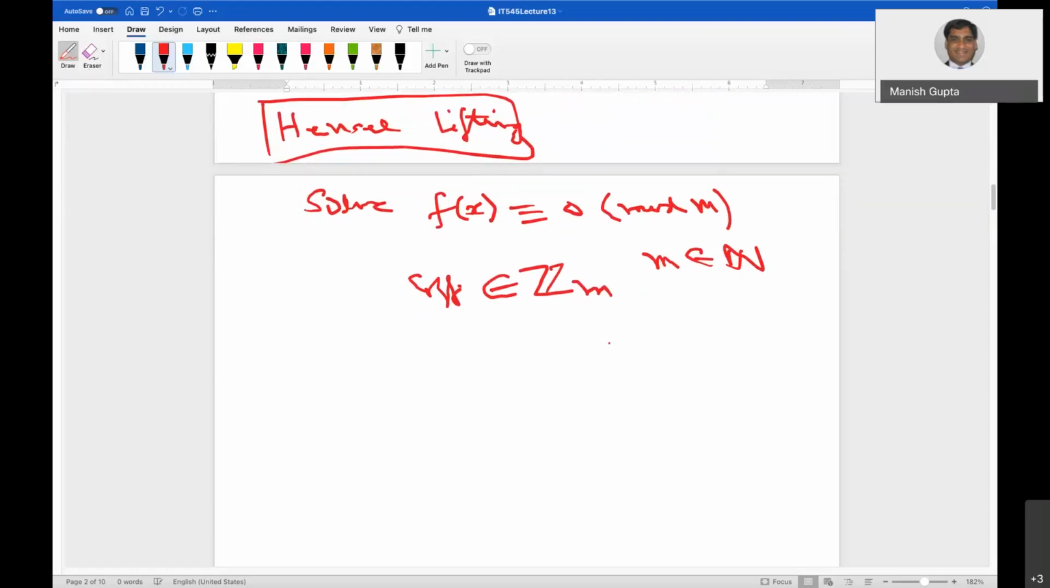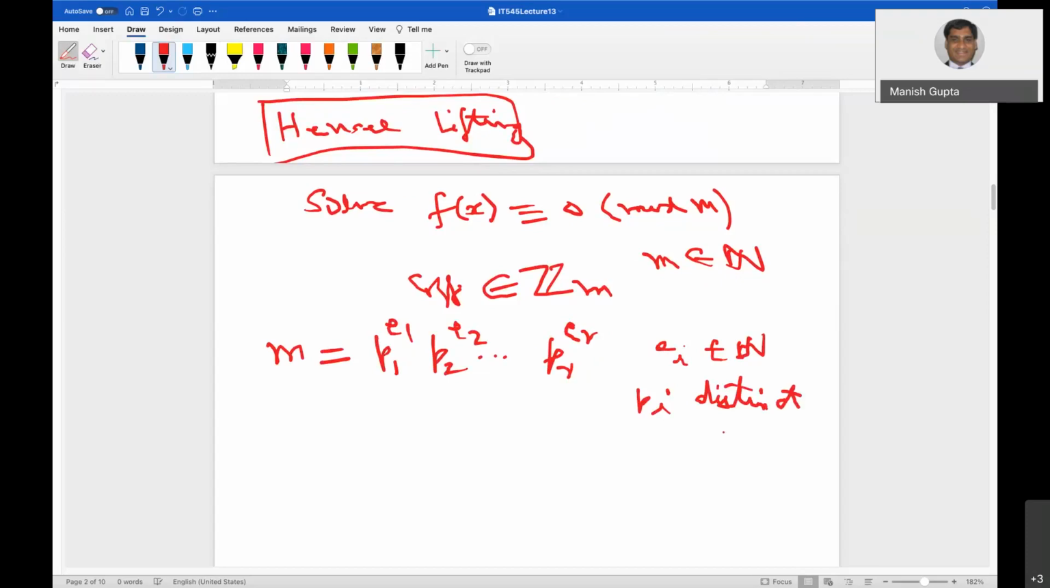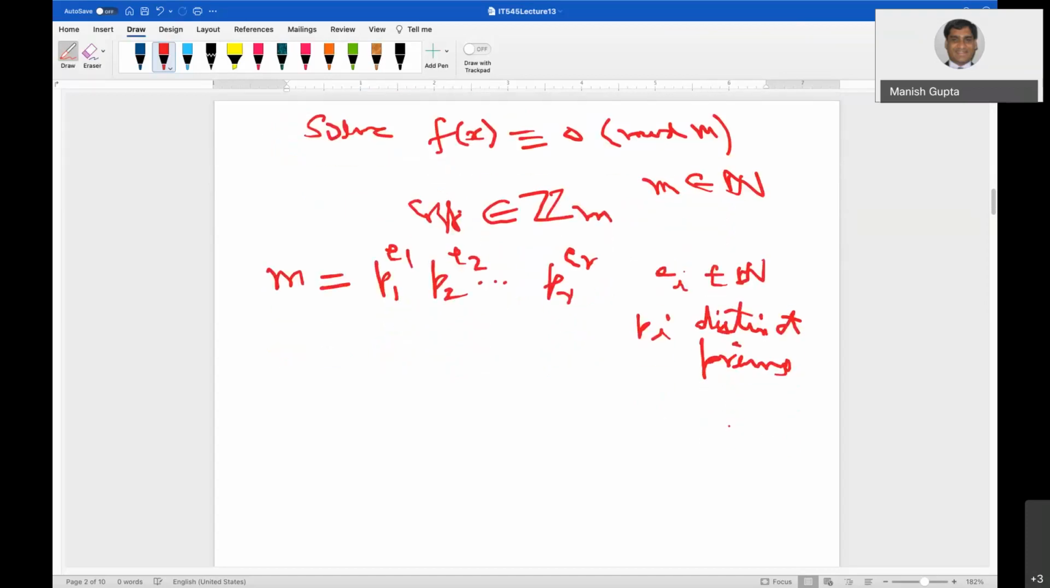So what we do here: m is basically a natural number. By the fundamental theorem of arithmetic, m can be written as p1 raised to power e1, p2 raised to power e2, dot dot dot, pr raised to power er, where the ei's are again natural numbers and the pi's are pairwise distinct primes. So m is this, right?